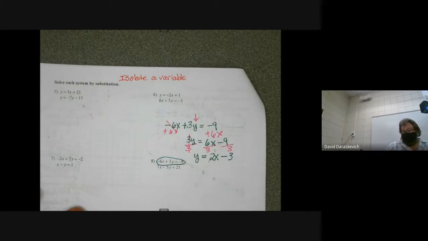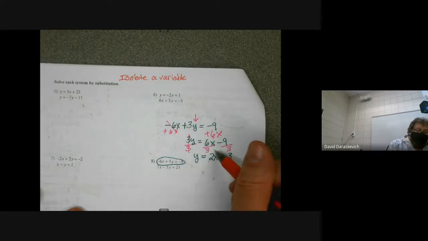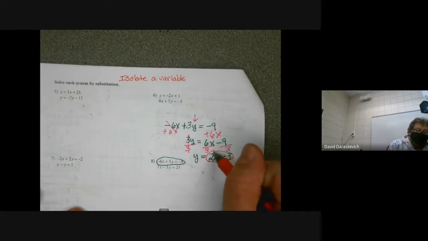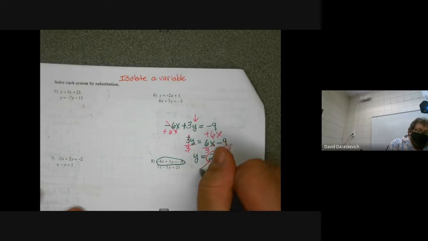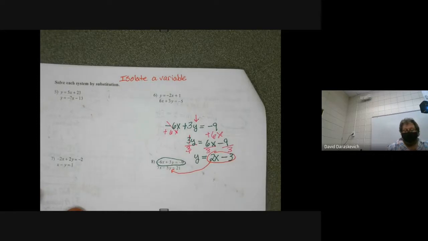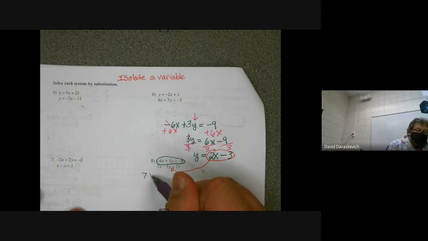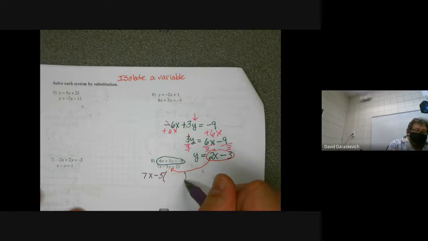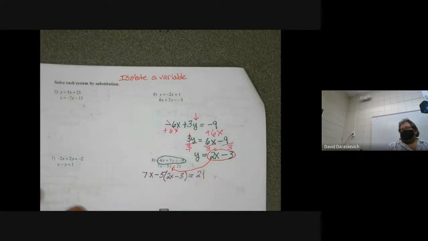Here's where it gets a little tricky. This is what y equals, right? I'm going to substitute it in for this y in this other equation. Okay, so I have 7x minus 5. Now for the y, I'm going to substitute in 2x minus 3. And then my equals 21. Now I solve for x.